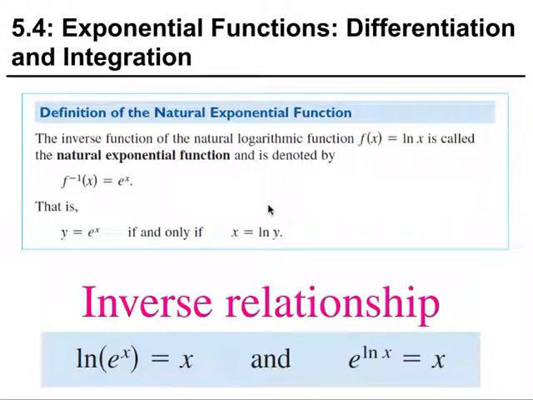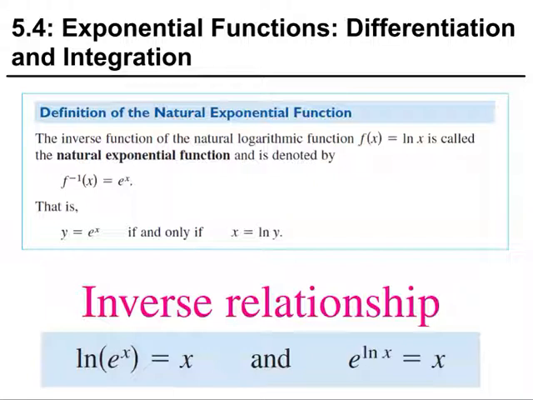function is nothing more than e. So that's what you need to remember. So far we've done the natural logarithmic function, which is ln, and the natural exponential function, which is e^x. The inverse of the natural logarithmic function is called the natural exponential function and is denoted by f inverse of x equals e to the x.